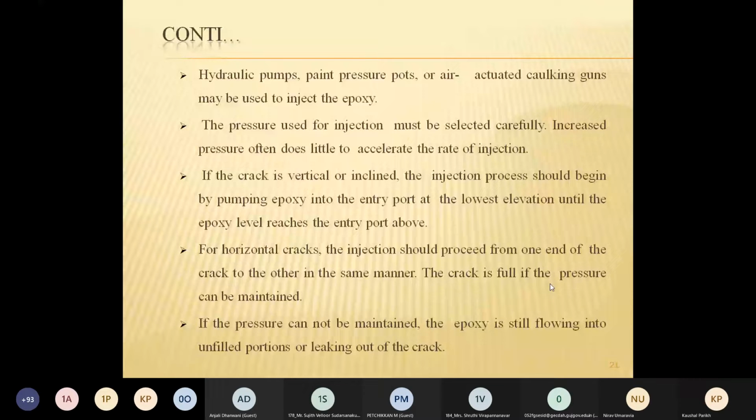If the crack is vertical or inclined, the injection process should begin by pumping epoxy into the entry port of the lowest elevation until the epoxy level reaches the exit port above. So starting from the bottom to the top if the crack is vertical. For horizontal cracks, the injection should proceed from one end to the other end with the same approach. If the pressure cannot be maintained, the epoxy is still flowing into the unfilled portion or leaking out of the crack.